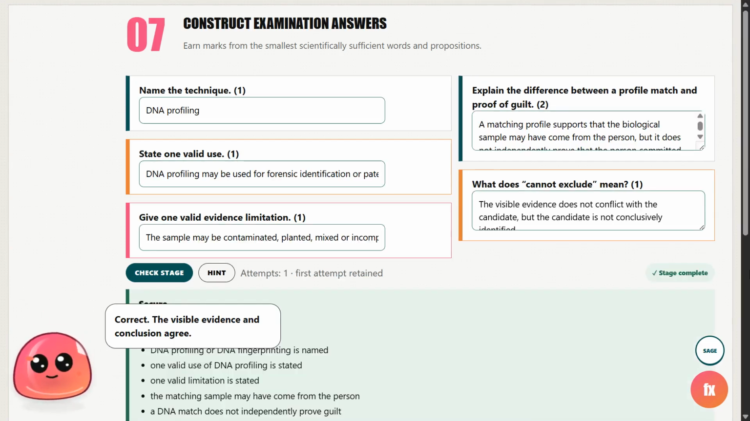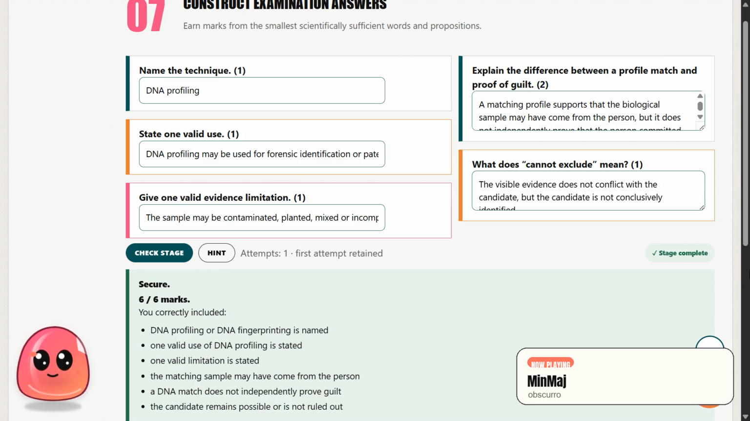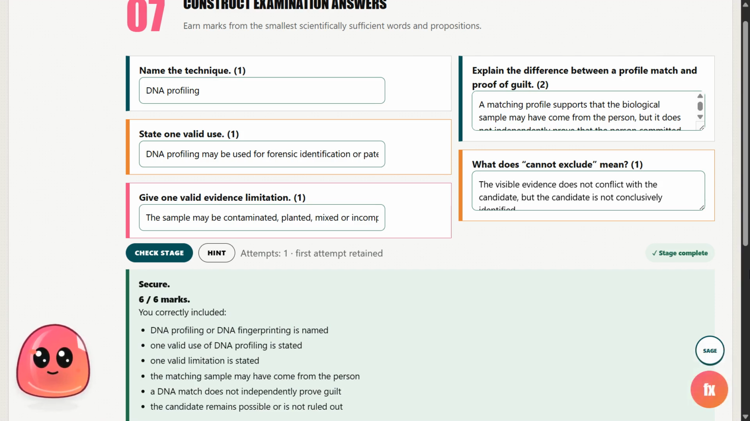Fill them in the Scratchpad. Technique: DNA profiling. Use: forensic identification, or paternity and biological relationship testing. Limitation: the sample may be contaminated, planted, mixed or incomplete. The match versus guilt explanation: a matching profile supports that the sample may have come from the person, but it does not independently prove the crime. And cannot exclude: the evidence does not conflict with the candidate, but the candidate is not conclusively identified. Smallest sufficient words, every time.